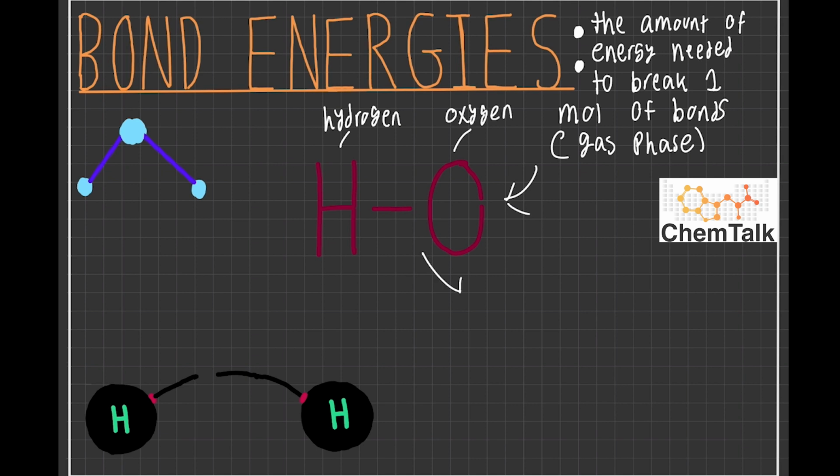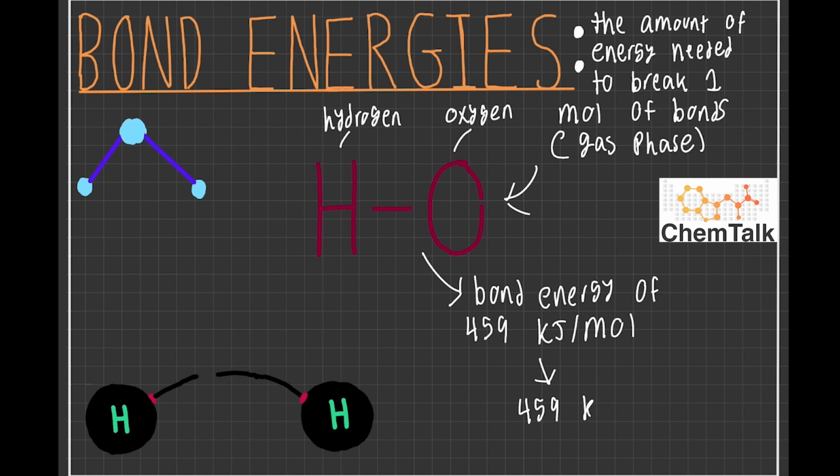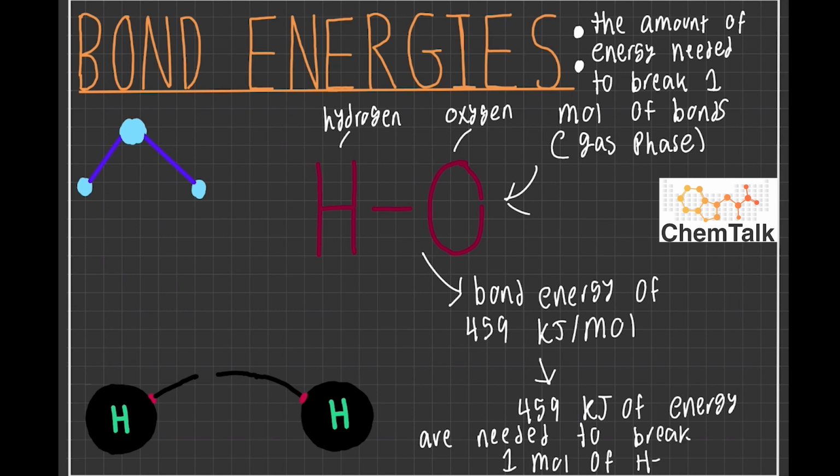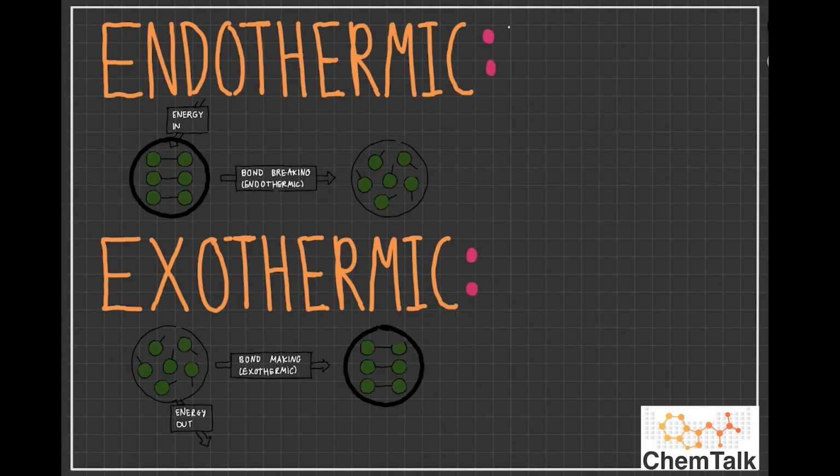So let's take the H-O bond, hydrogen and oxygen. That bond has a bond energy of 459 kilojoules per mole. So what does that mean? That means 459 kilojoules of energy are needed to break 1 mole of hydrogen-oxygen, or H-O, bonds. So bond energy is in the unit kilojoules per mole.